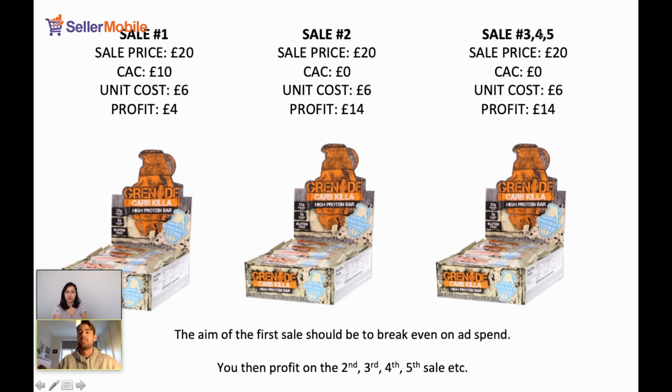And that's exactly the same for 3, 4, 5, 6, 7, 8, 9, 10, whatever the case may be, however long that customer stays with you. So if you can build that out, whereby you're utilizing that first sale in order to acquire that customer, and then the profits can be made on the second, third, fourth, fifth, sixth, then you're going to see your profits significantly increase because you're not having to go out and acquire new customers again.